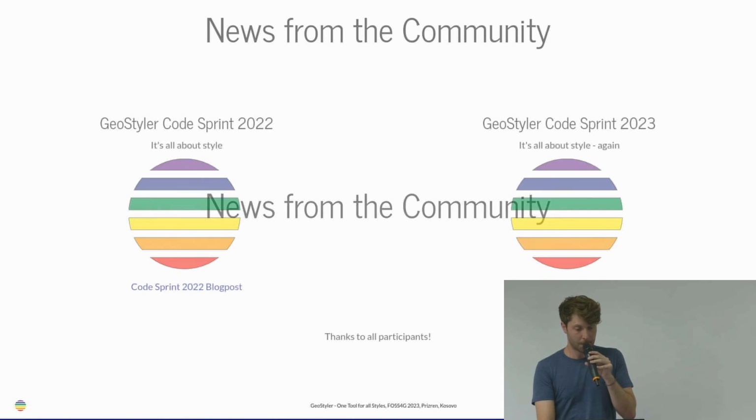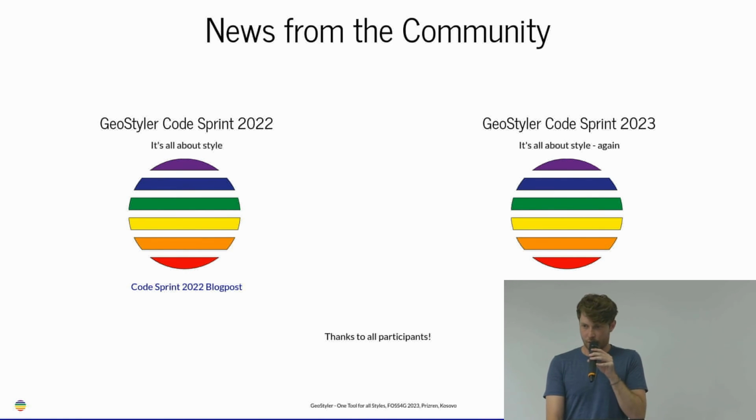Talking about the community, we had 2 code sprints in the last 2 years, which were a great success. You can read about it in the blog post on the GeoStyler homepage. The slides also are online. I shared the link on the first slide. It's on GitHub. The slides will remain online, so you can also click on the links. I would like to thank all the participants. It was great fun, and also we made 2nd place on the pub quiz, so great work on that.